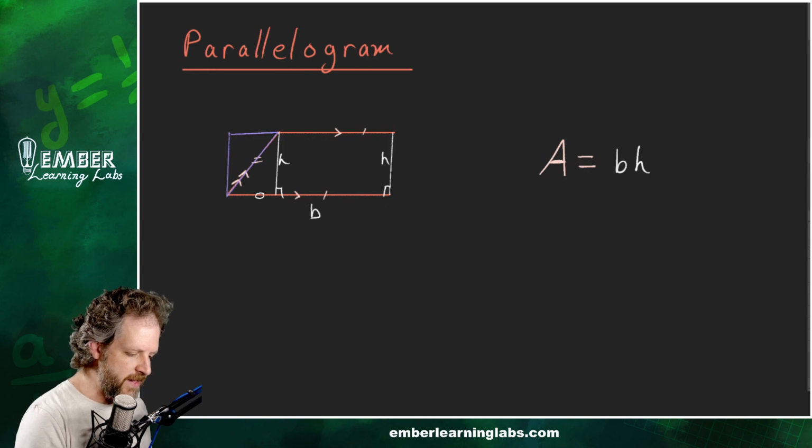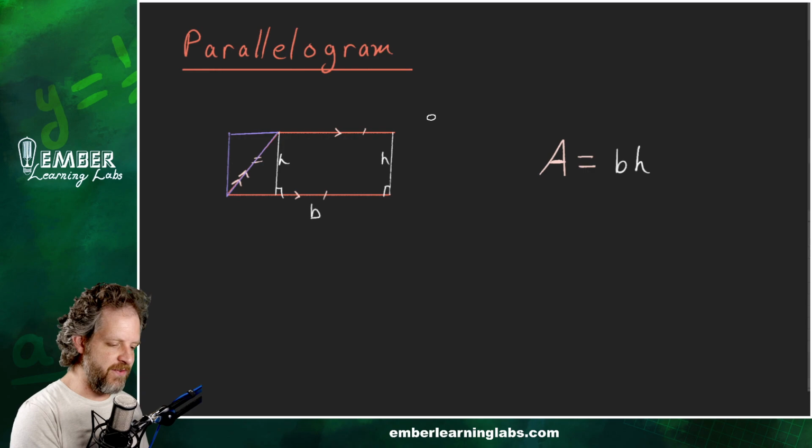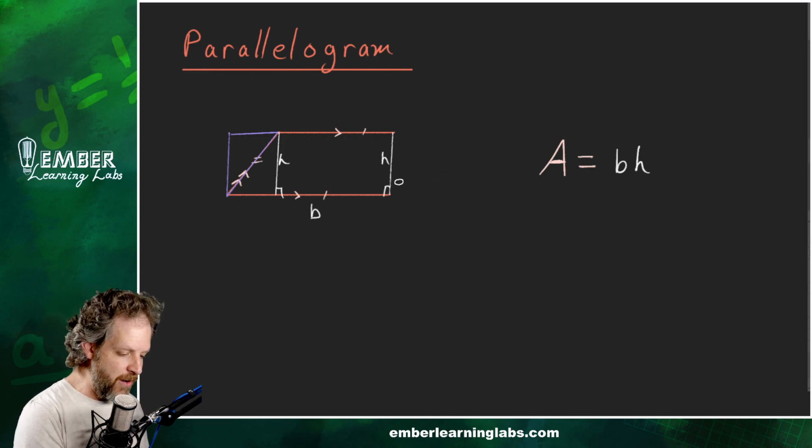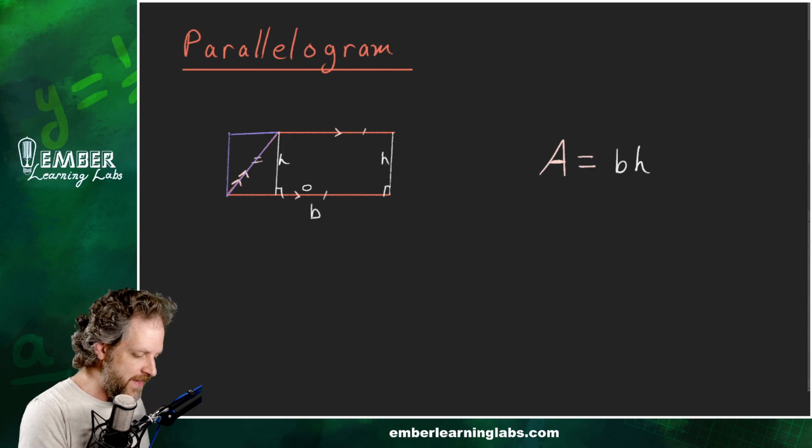Now this B is still the same. It's still this entire length. And this H is the same. So if we chop that triangle and put it over here, now we have a rectangle. We have a rectangle that is the base times the height, and it's the same thing.